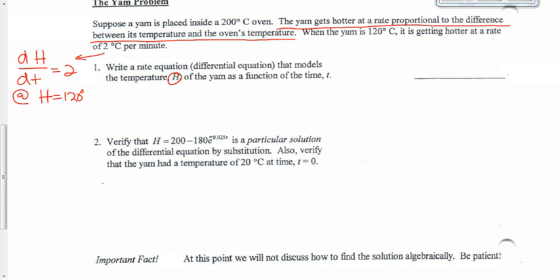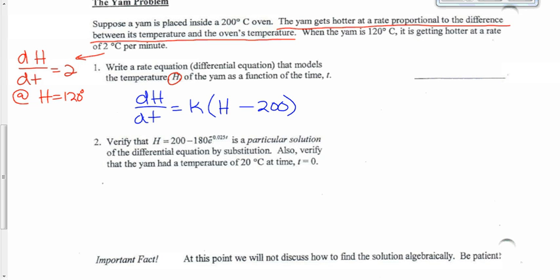So number 1, it says write a differential equation that models the temperature. So that's going back to what I underlined in red. The yam gets hotter at a rate proportional to, so the rate is proportional to the difference, so I'm subtracting, between its temperature, and I'm calling the temperature of the yam a variable, H, and the oven. And the oven's temperature is a constant, it's 200 degrees Celsius. So here is our differential equation.